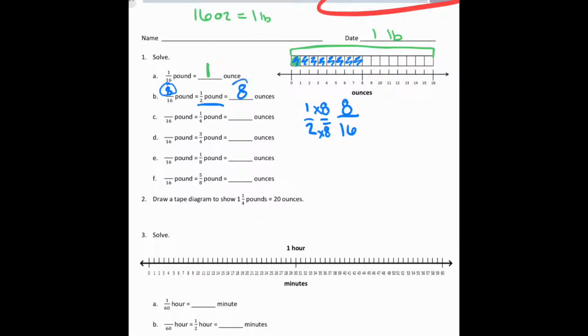Okay, let's do the same thing with a fourth of a pound. So we have 1/4 of a pound. I want to figure out how many ounces that is, so I'm going to write 1/4 is equal to blank 16ths. If I said 4 times 4, I get 16, and 1 times 4 is 4, so 4/16 of a pound is the same thing as 1/4, which means it would be 4 ounces, or what it would be equivalent to.